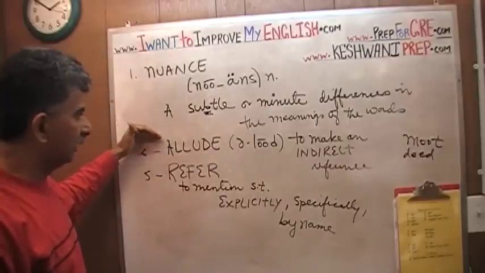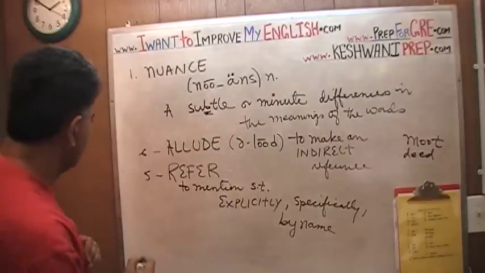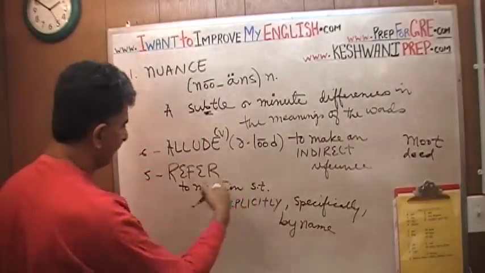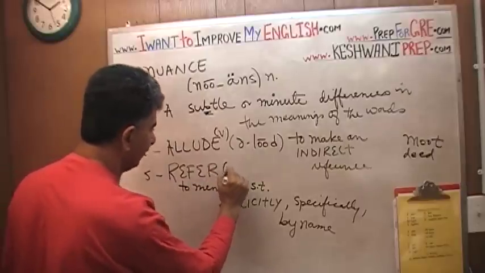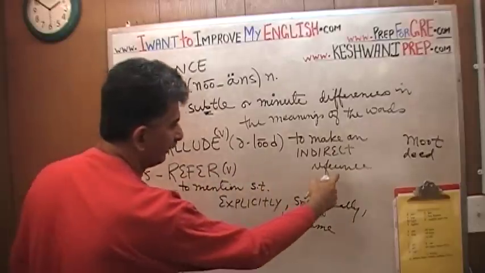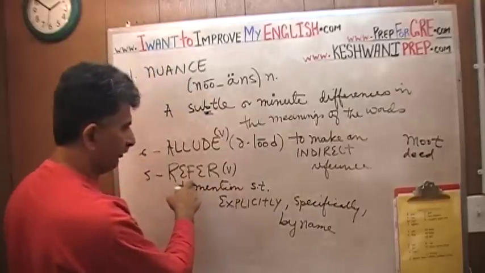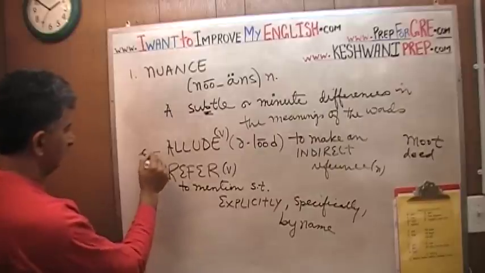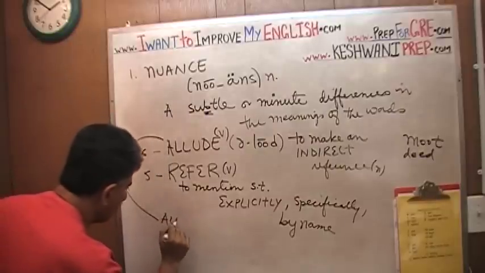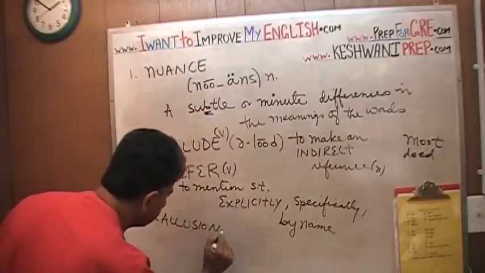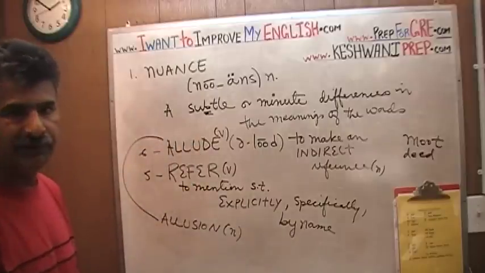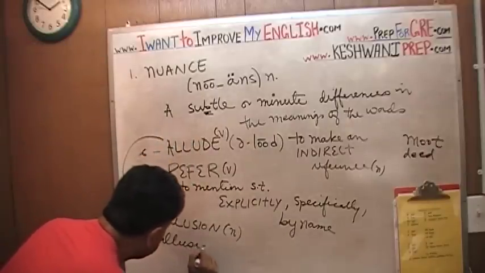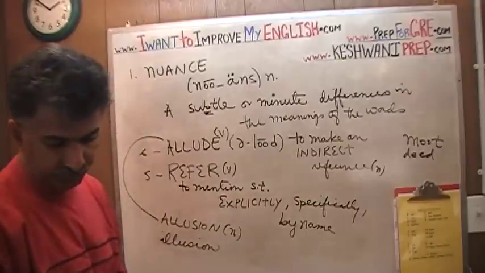The noun for allude is, let's see, I run out of room here. This is a verb, obviously, because we are alluding to something, we are referring to something. The noun of refer is reference right here. And the noun of allude is, let's see, where should I put it? Allusion. Not to be confused with illusion, which is a different word.